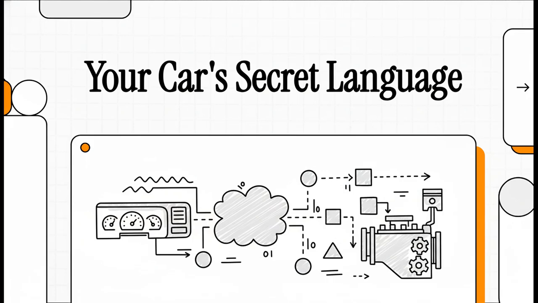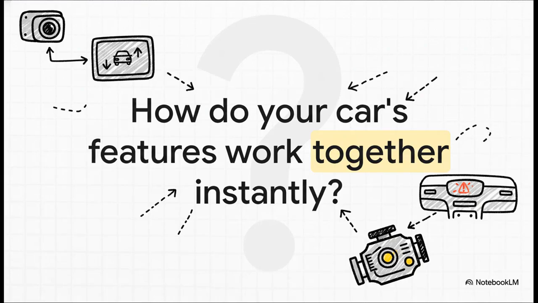Welcome to the Explainer. Today, we're going to pop the digital hood of your car and take a look at the secret language that lets everything from your radio to your engine talk to each other seamlessly. So let's start with something you've probably wondered about. When you throw your car into reverse, how does the camera instantly tell your screen what's behind you? Or how does a sensor in your engine trigger that warning light on your dash in a split second? Well, it all comes down to one thing: communication.